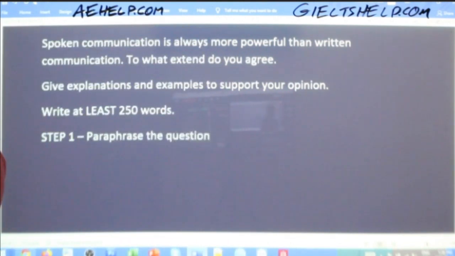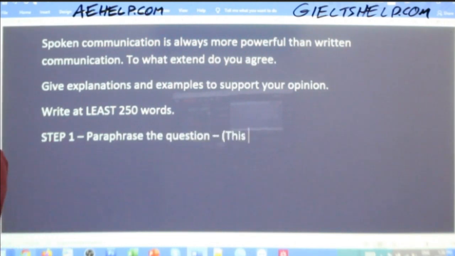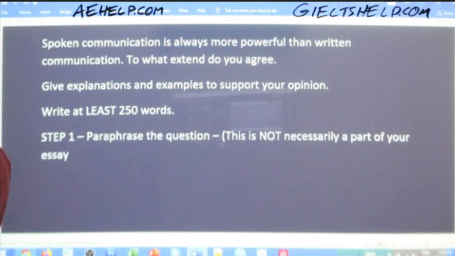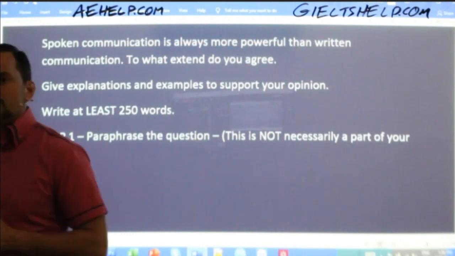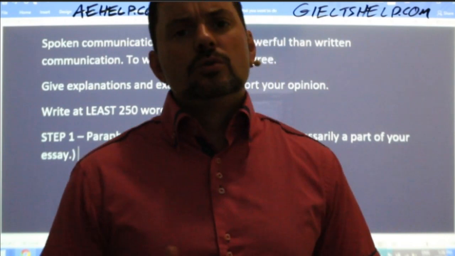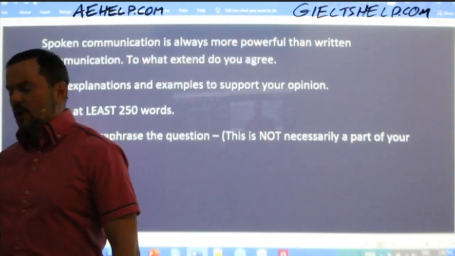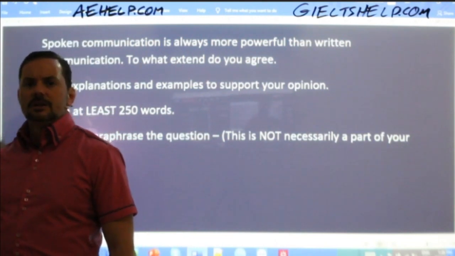Now, this doesn't mean you're going to use the paraphrase necessarily in your essay. So this is not necessarily a part of your essay, okay? It might be in the background, but it's not necessarily a part of your essay. So why do you do it? Why should you paraphrase the question? What is the purpose of that? What's the logic behind that? Why would you want to do that?